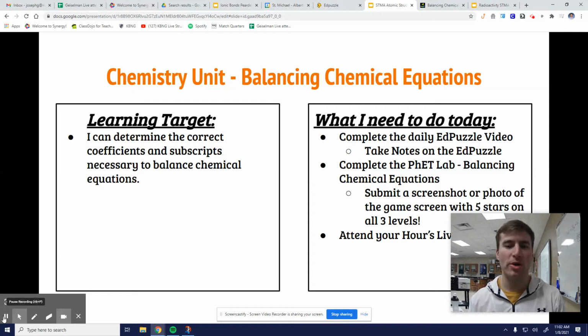Hey everybody, it's Mr. Geiselman here to talk to you a little bit about balancing chemical equations today. So we're going to be taking the coefficients and subscripts and we're going to be attaching them to chemical equations to create balanced chemical equations that match up with the law of conservation.